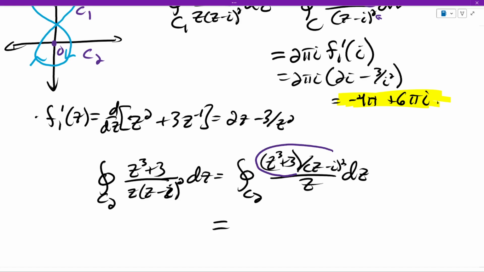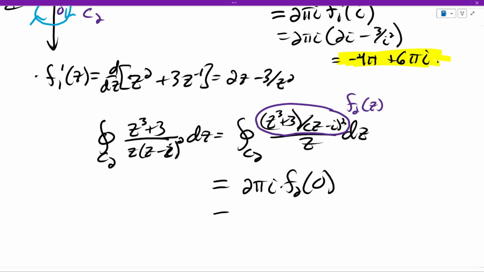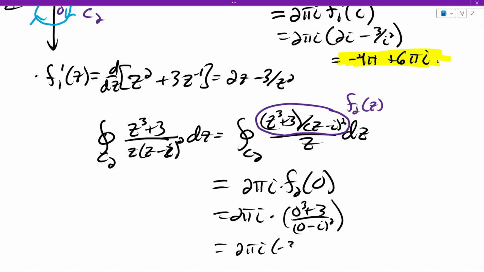So if we call this the function f2, then this is going to be 2 pi i times f2 at the singular point, and the singular point here is 0. So we're going to get 2 pi i times (0 cubed plus 3) over (0 minus i) squared. So that's 2 pi i times 3 over i squared, that's negative 3. So we get negative 6 pi i.